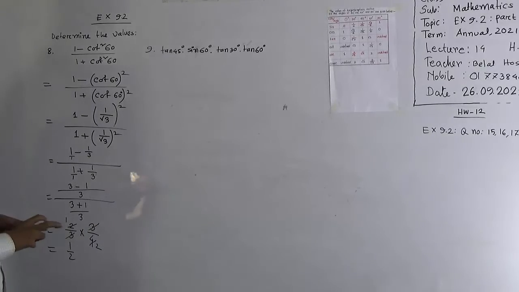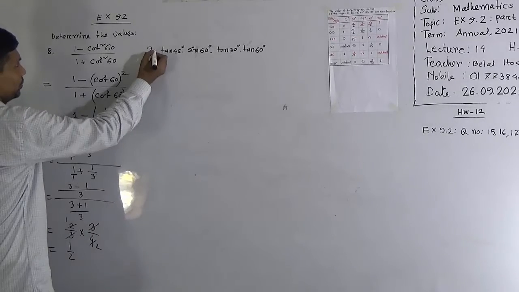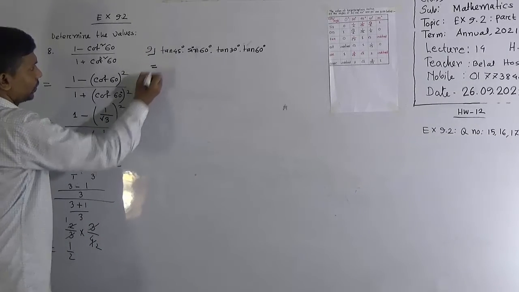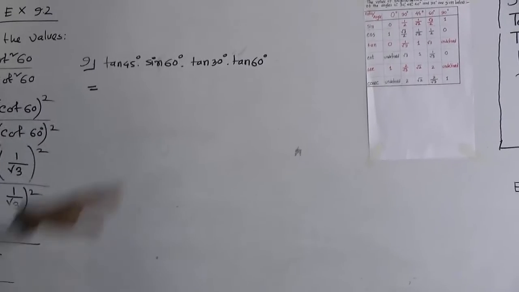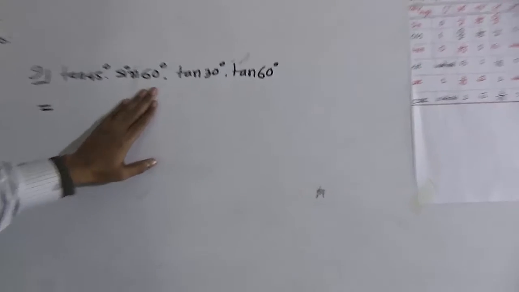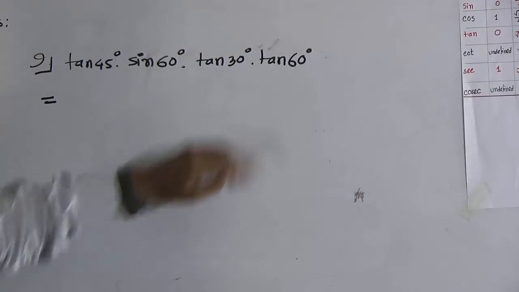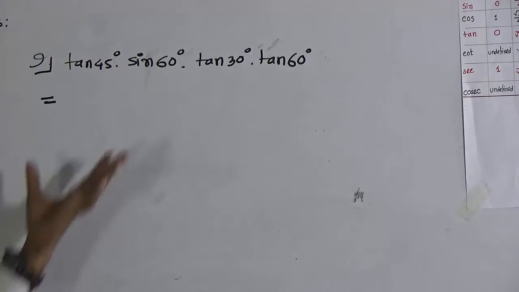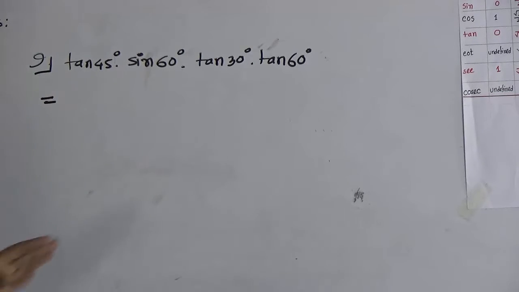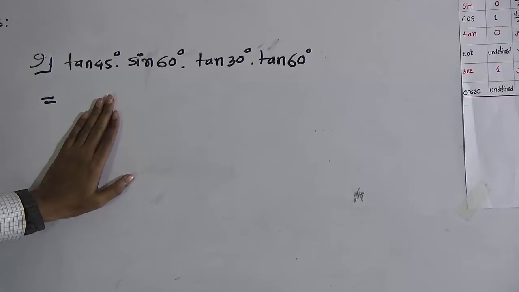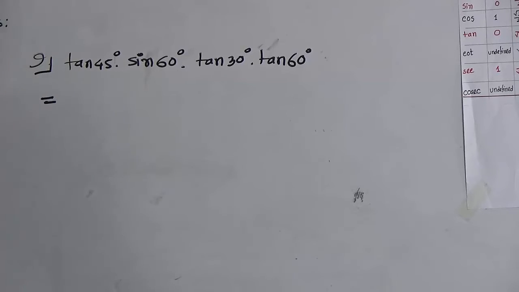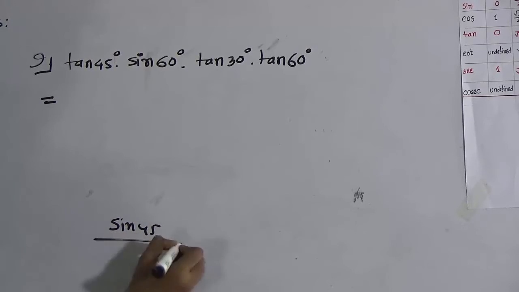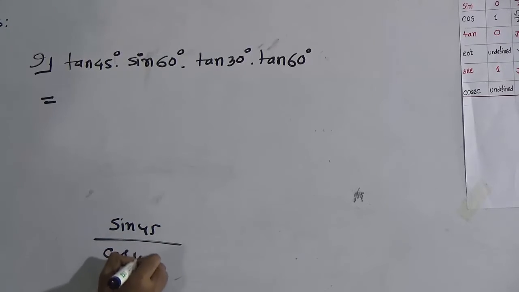Student, now I will solve question number 9. Tan 45 degree into sin 60 degree into tan 30 degree into tan 60 degree. Student, suppose you face a problem here. We don't know the value of tan 45 degree. Then how can we determine? We know tan means what? Sin by cos. That means sin 45 degree divided by cos 45 degree. Okay?